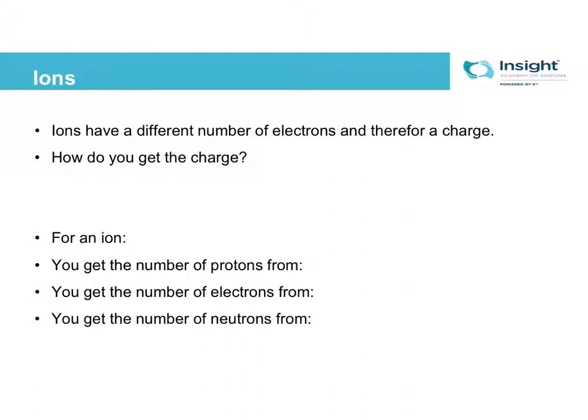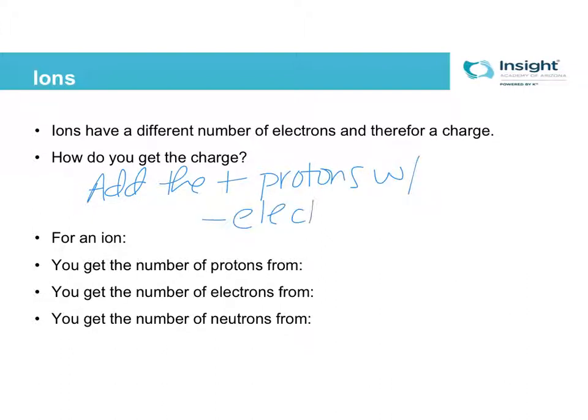All right, so now ions. All right, so we still have our same set of tools to work with, but we have to adapt them for the fact that we know that there is going to be a charge. All right, so that charge comes from how many positive charges I have and how many negative charges I have, and you just add them together. So add the positive protons with the negative electrons, and whatever those add up to be, either positive 1 or negative 2 or whatever, that's your charge.